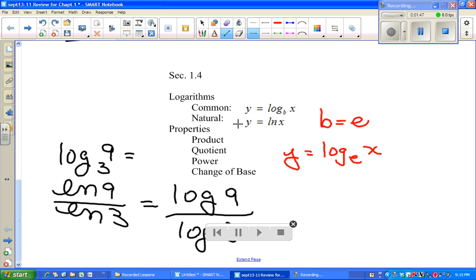In Section 1.4, we talked about common logs and natural logs. When b in the base here is equal to e, the log actually becomes the natural log. So this item right here is the same as this. ln of x is the same as the log of x to the base e. An important feature of logarithms is the change of base property, the log of 9 to the base 3. To do this on the calculator, you can do the ln of 9 over the ln of 3, or the log of 9 over the log of 3.